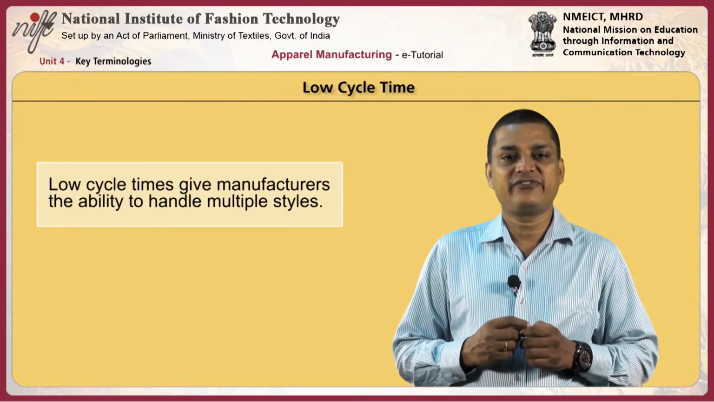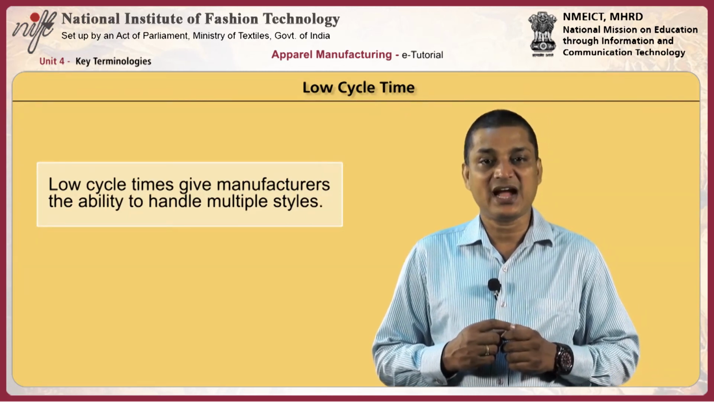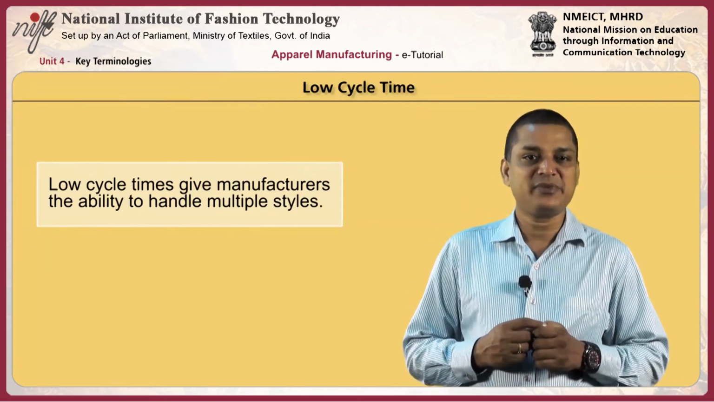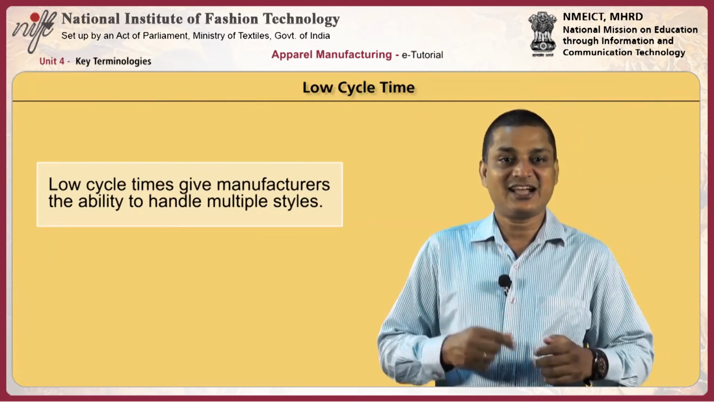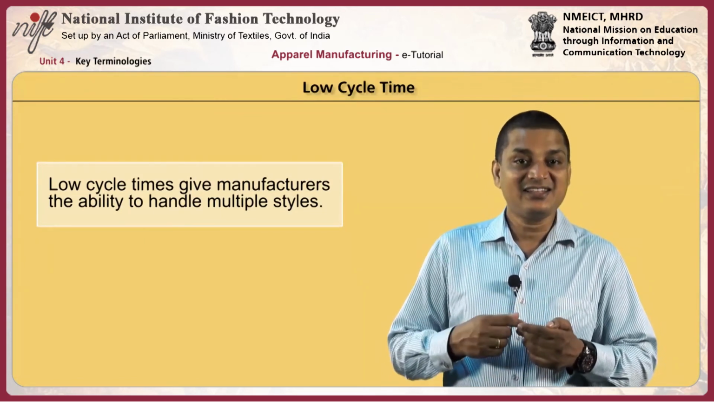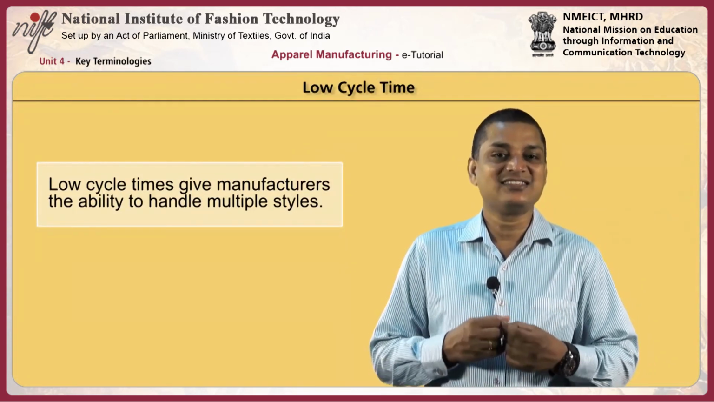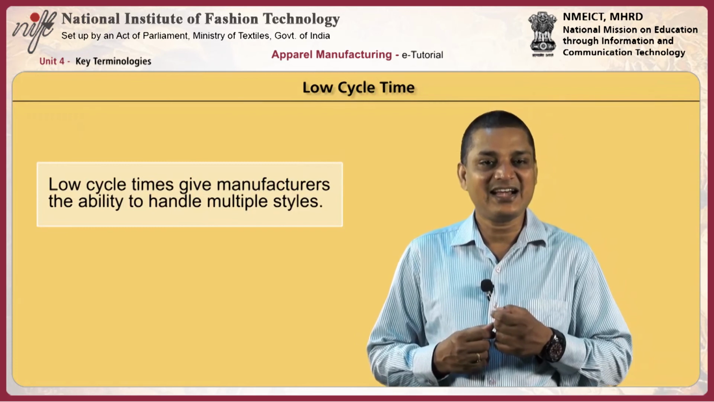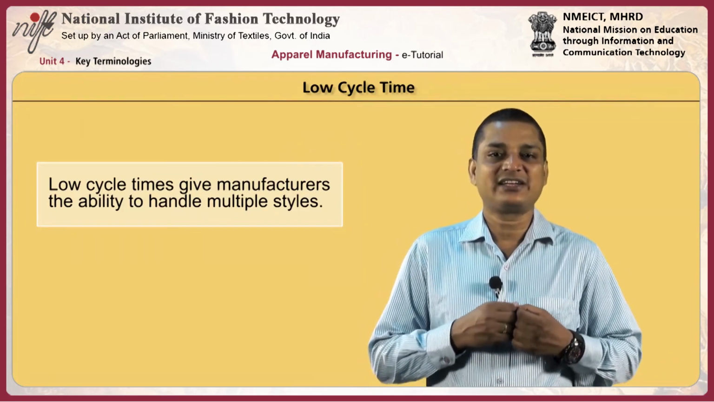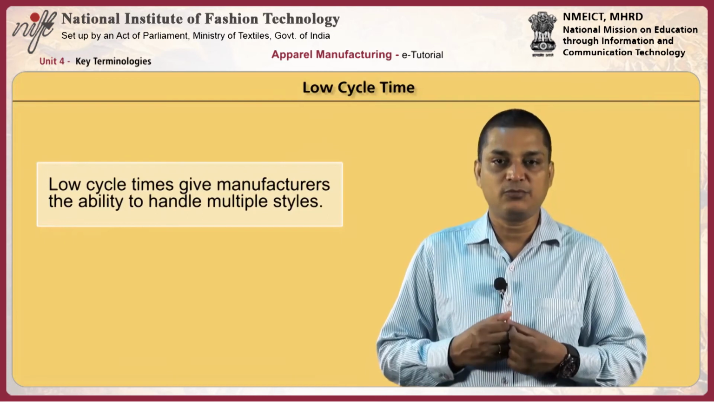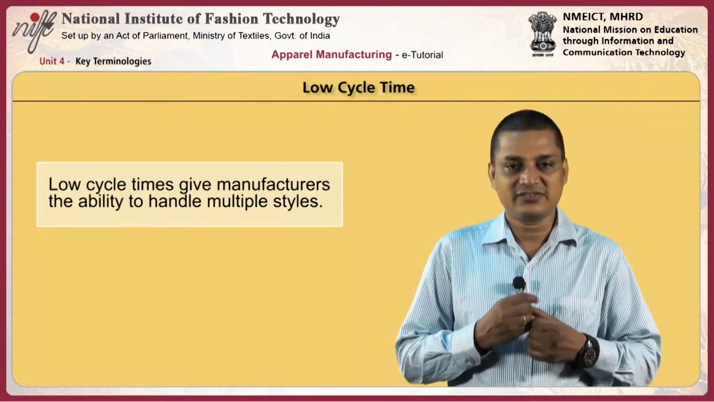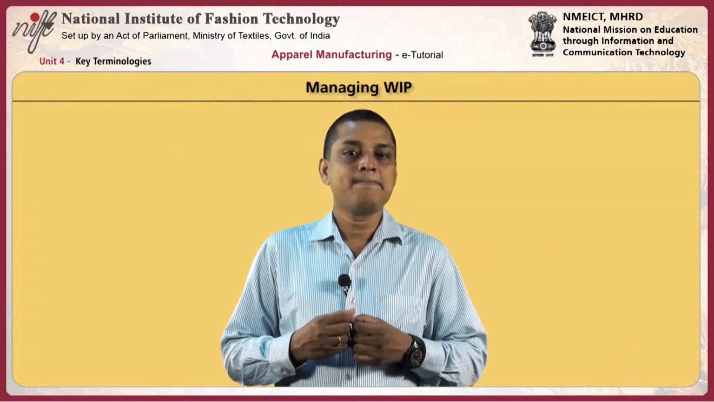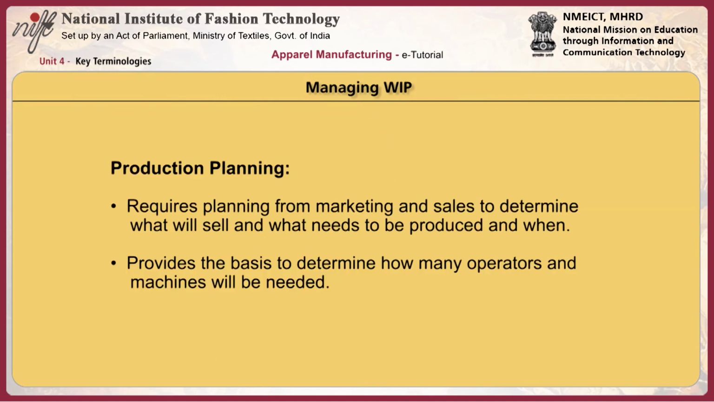Low cycle time gives manufacturers the ability to handle multiple styles. Clients are looking for manufacturers that can meet production schedules, that can handle multiple styles, and since they want to invest as little as possible in inventory, only factories that work with low WIP will be able to sell their services. Work in progress can be managed efficiently, in many ways.